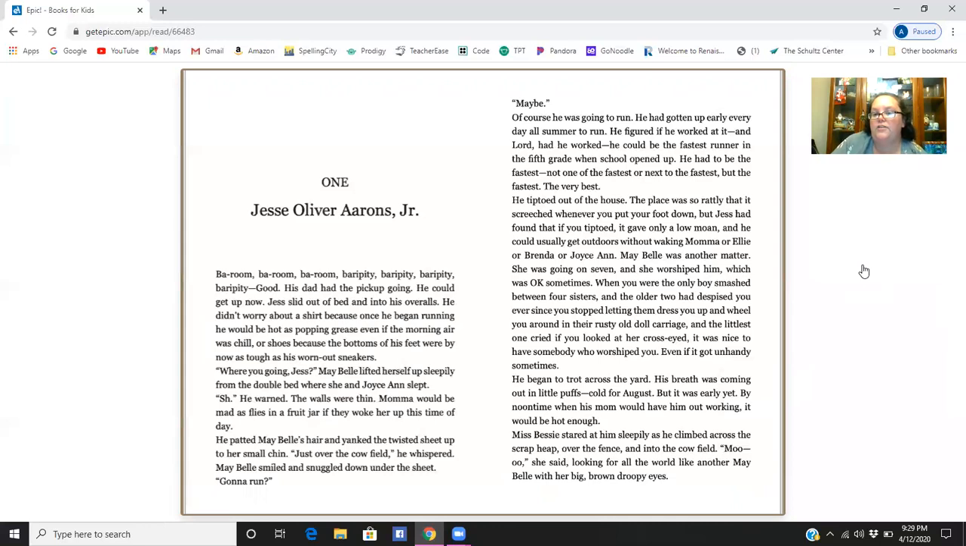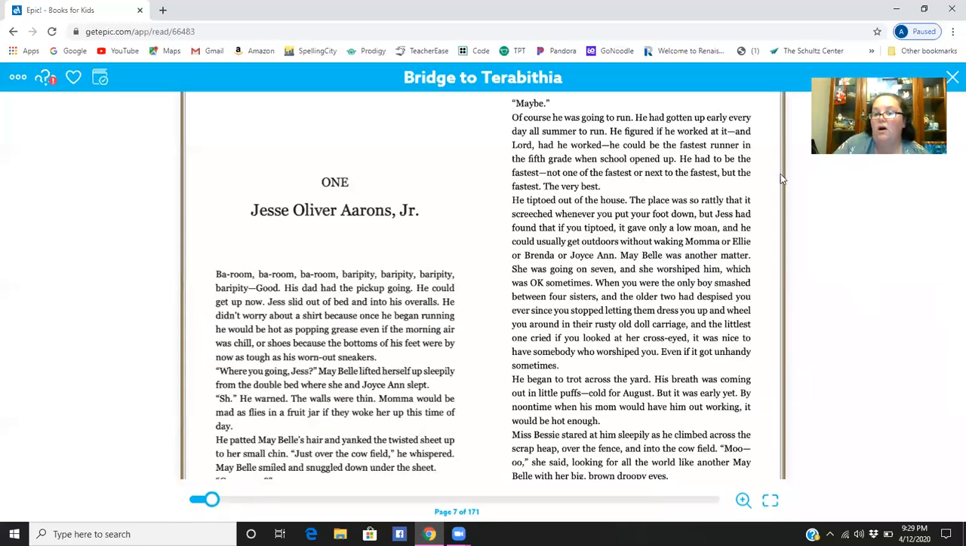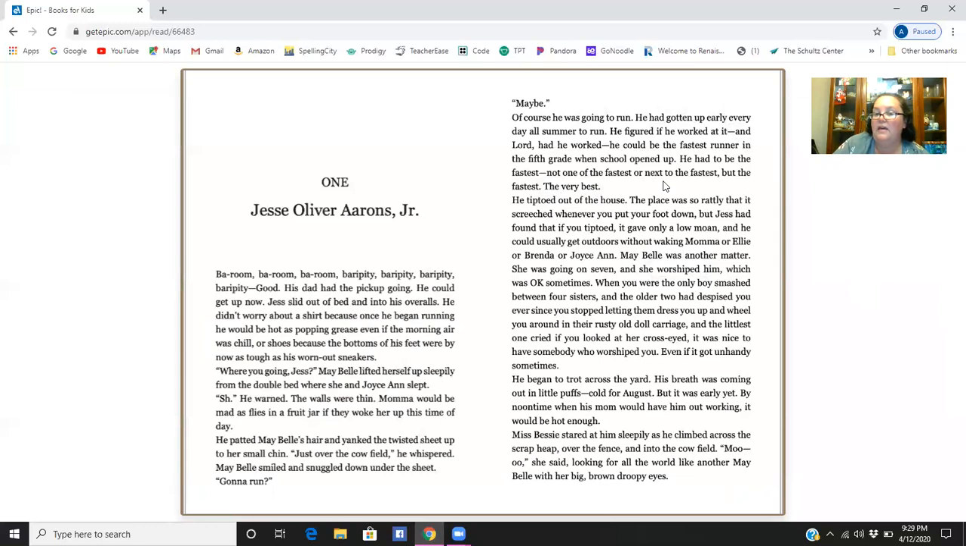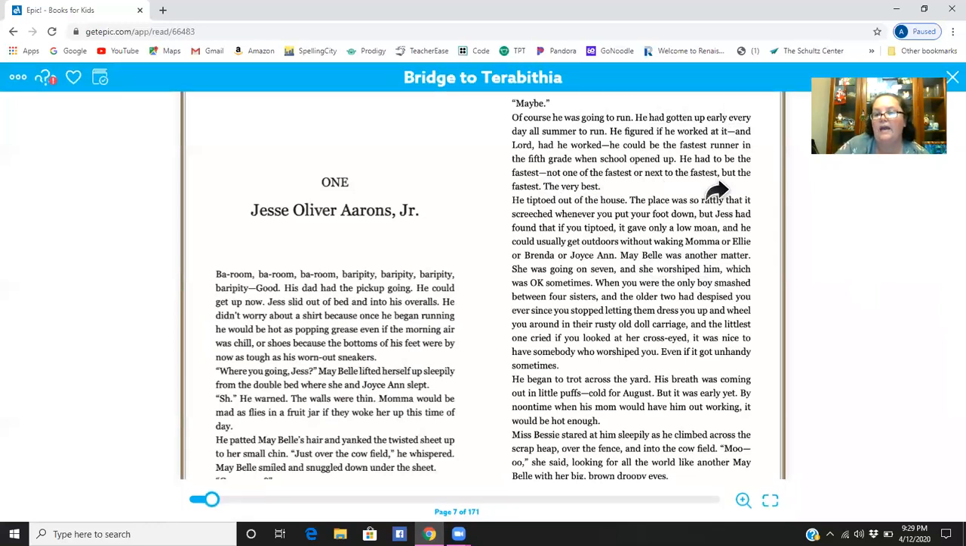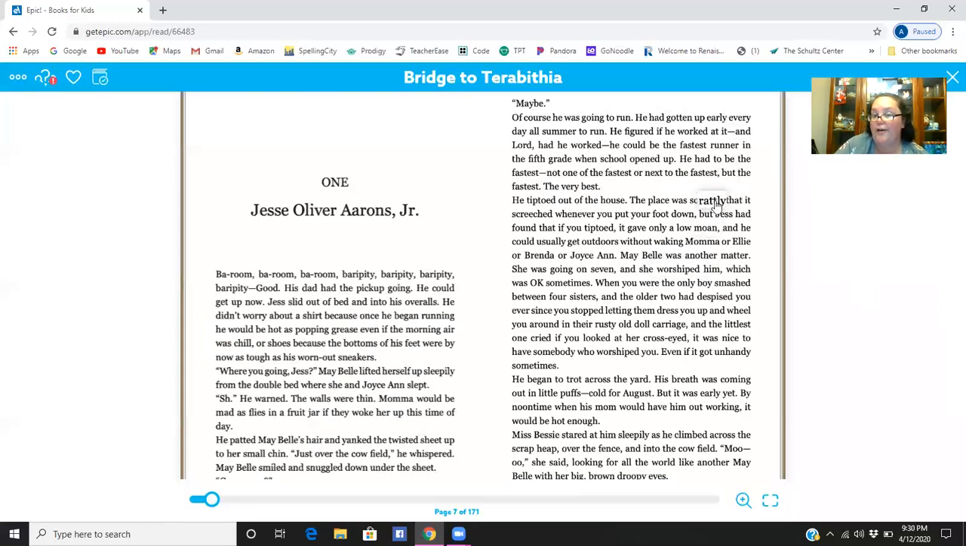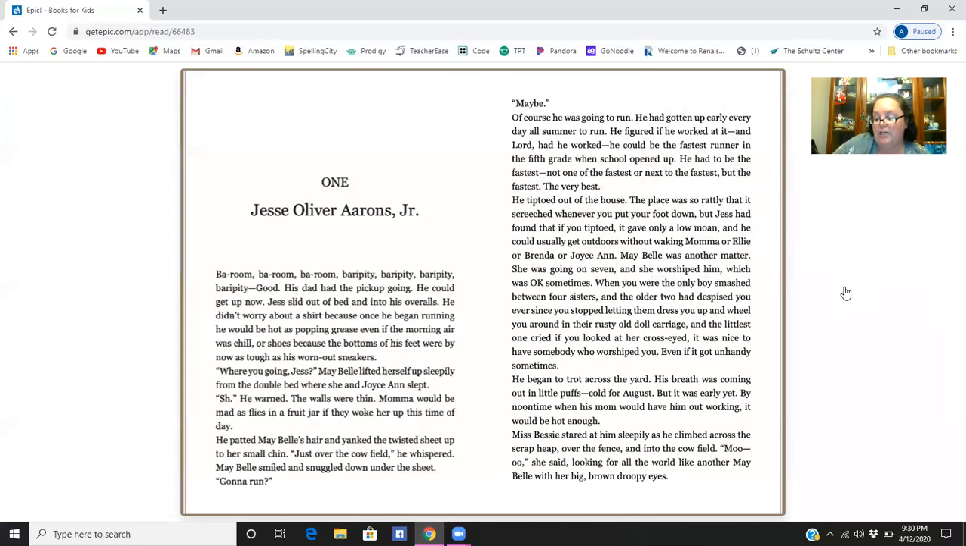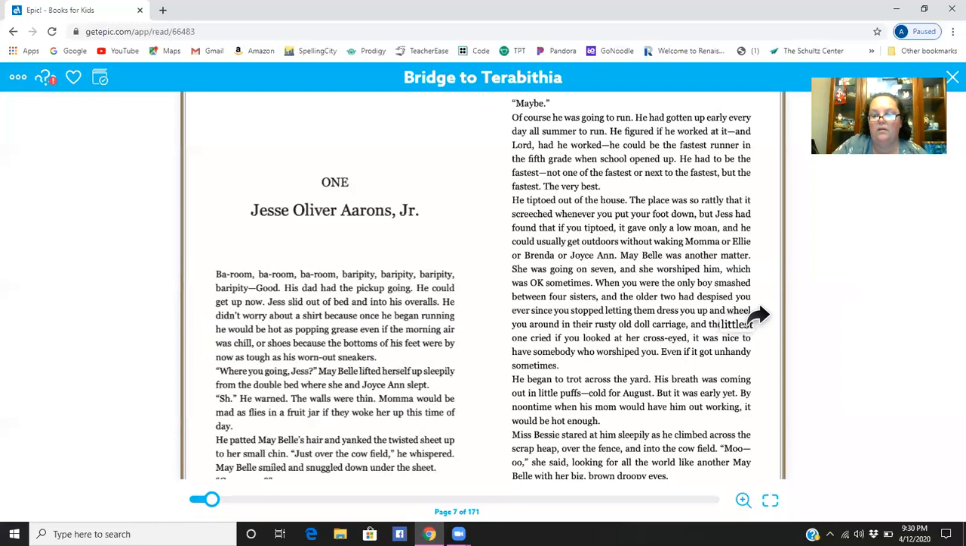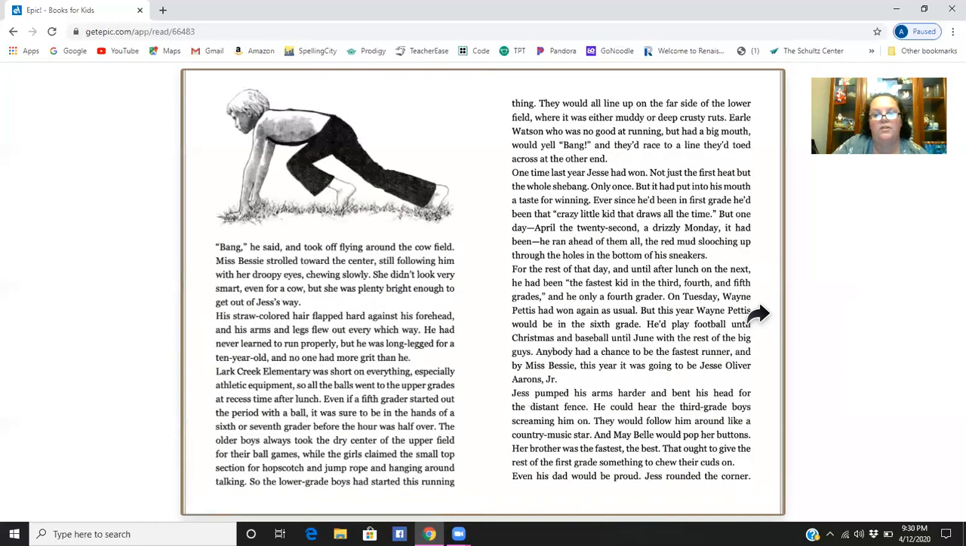So what we know about Jess so far, based on what we've read, is that he has run every single day. He's gotten up early to run every single day because he wants to be the fastest runner in 5th grade, so Jess is a very determined person. So on my character reference sheet, under Jess, I'm going to put that he's determined. And we're going to turn the page.